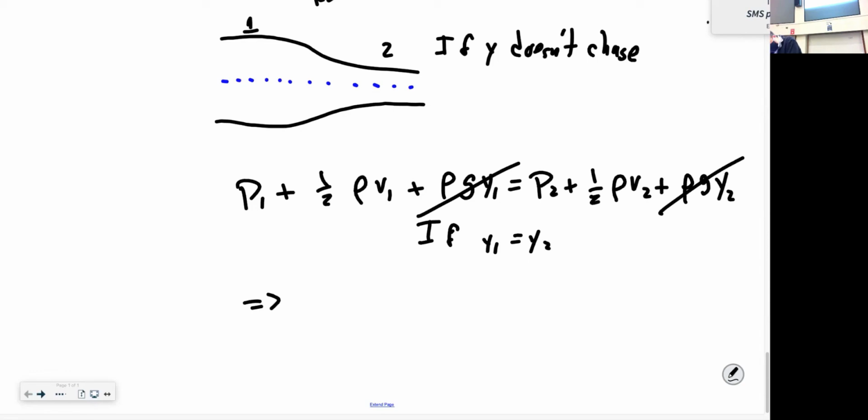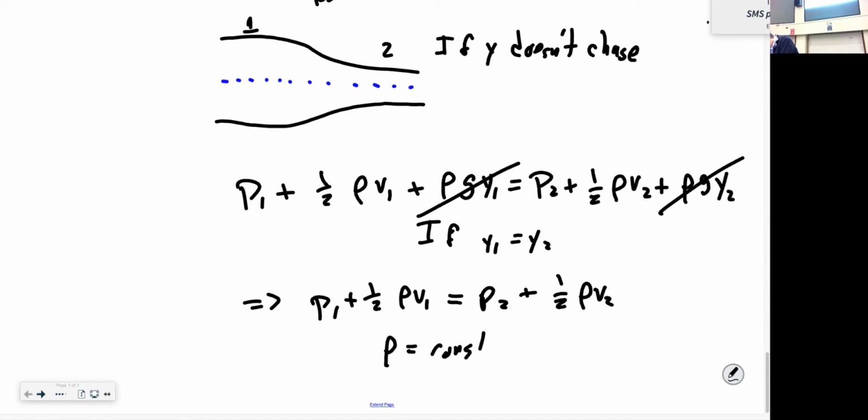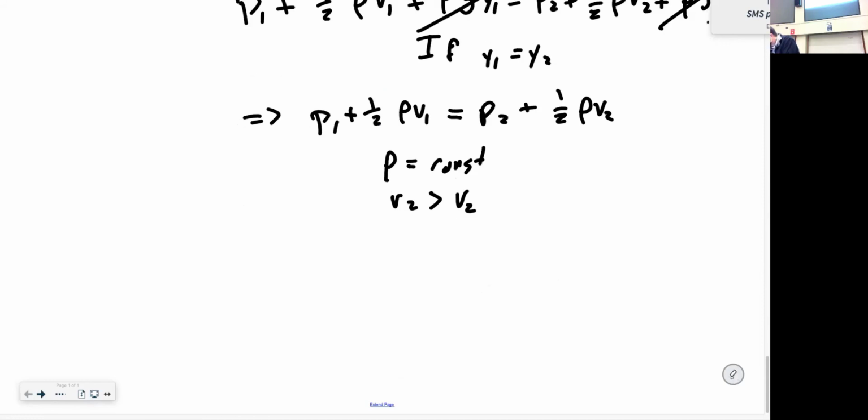And then we have P1 plus 1/2 rho V1 squared must equal P2 plus 1/2 rho V2 squared. We know how the velocities are related, though. We know that rho is a constant. We know that in this particular case, V2 must be greater than V1. What does that imply about P2?